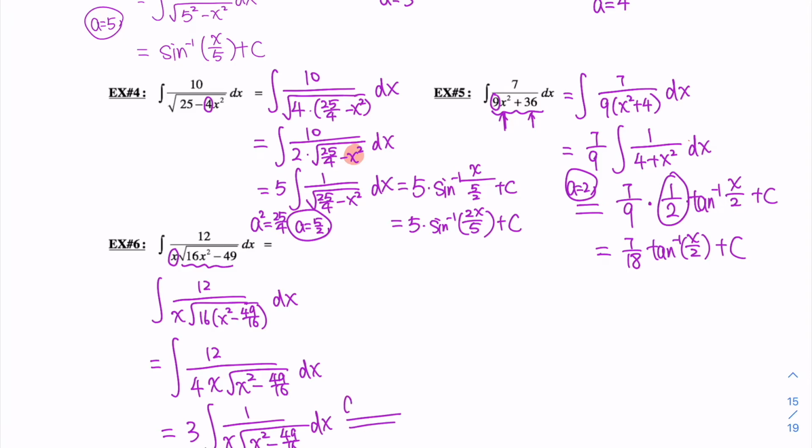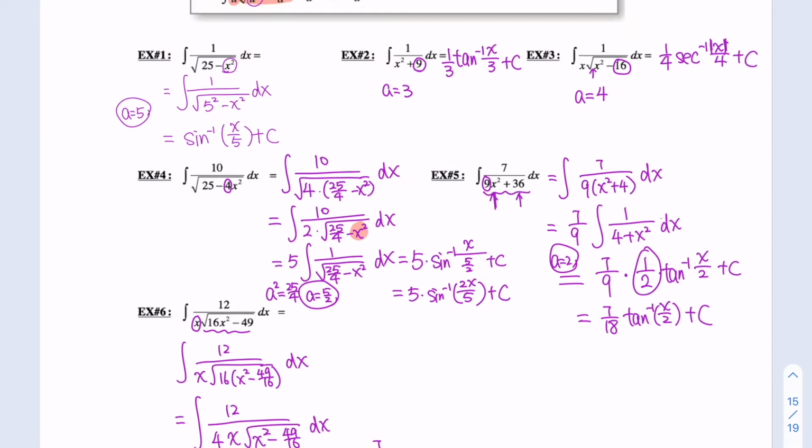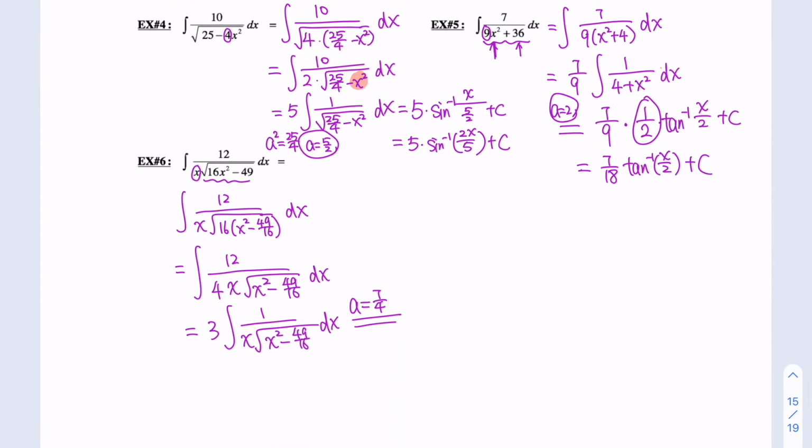Now we realize a equals 7 over 4. Based on the formula, this will be equal to 3 times 1 over a, which is 1 divided by 7 over 4, so it's 4 over 7, times secant inverse of x divided by 7 over 4. So it's 4 over 7 secant inverse of 4x over 7 plus c.